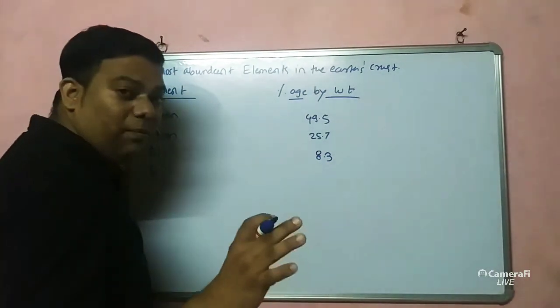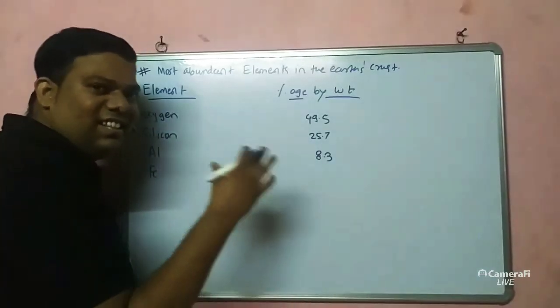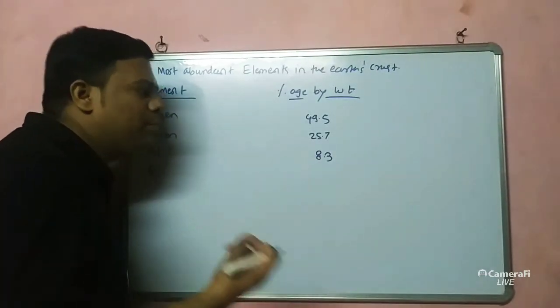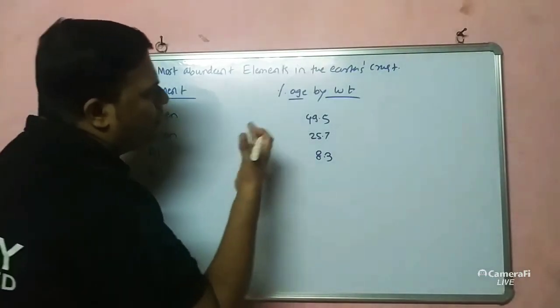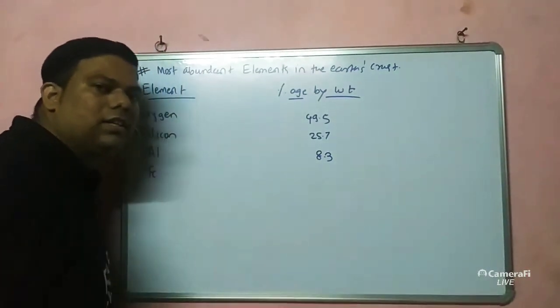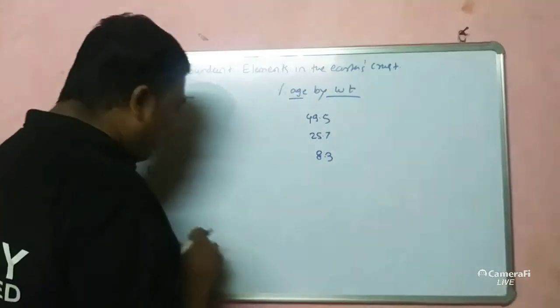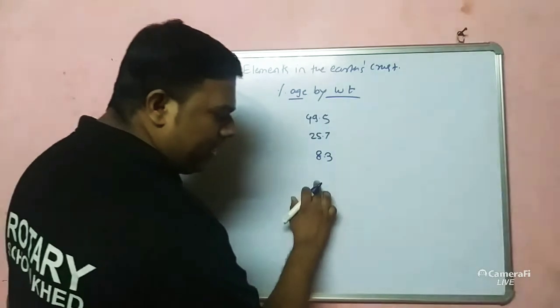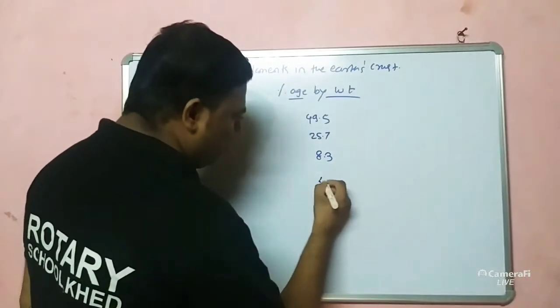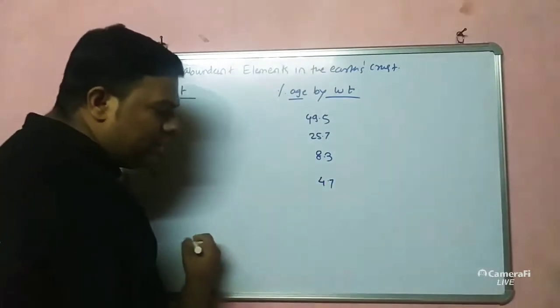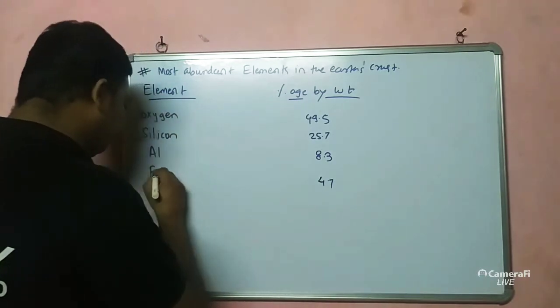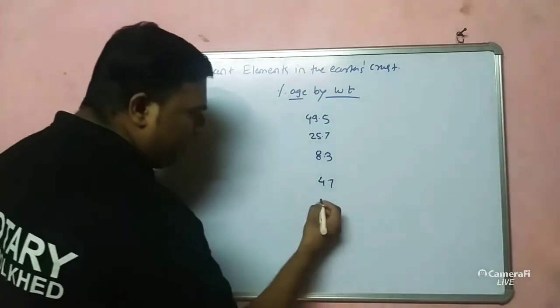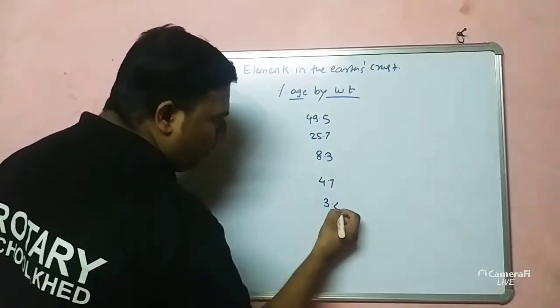We are discussing here a few. Any other elements are also there, but we are discussing a few, with their percentage by weight in the earth crust. Okay. So see regarding iron, what? Yes, 4.7. Now what about calcium? See calcium, yes, 3.4.